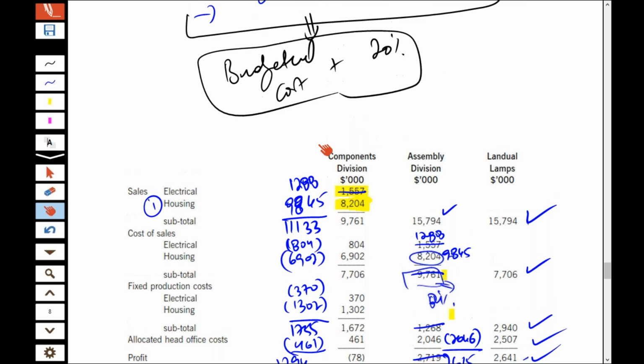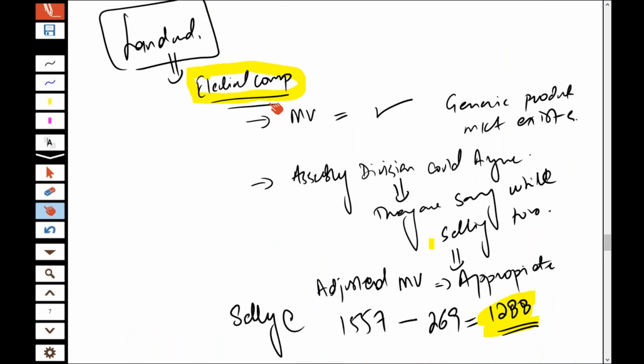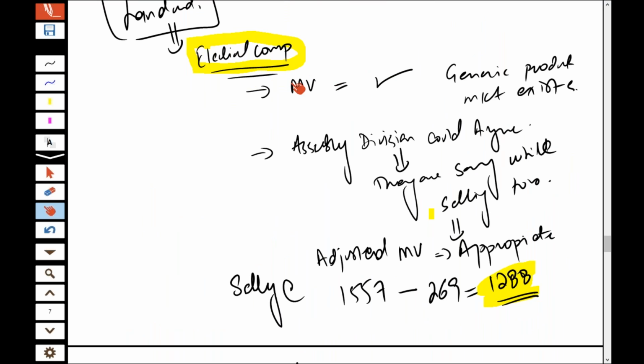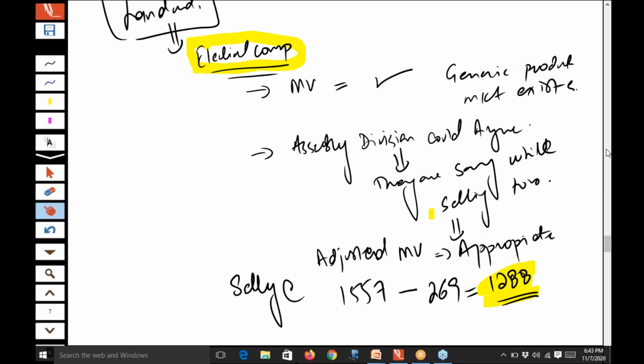Okay, coming back to it. Are you okay with these suggestions, these evaluations? For the electrical component, market value is okay, but we would have been better off if we would have used the adjusted market value. Is this understanding okay with respect to the electrical components?